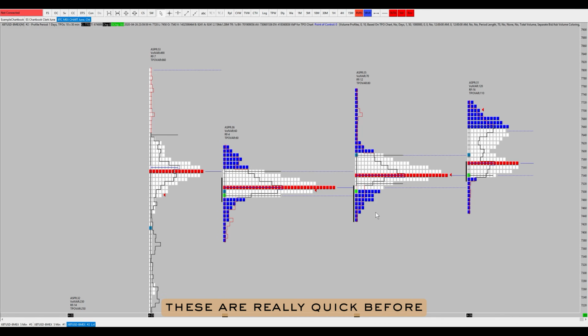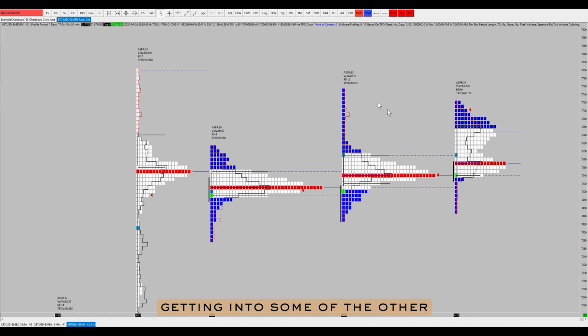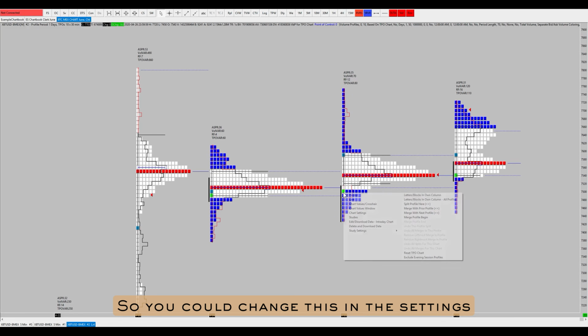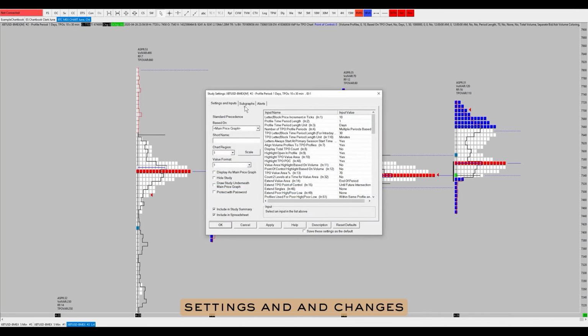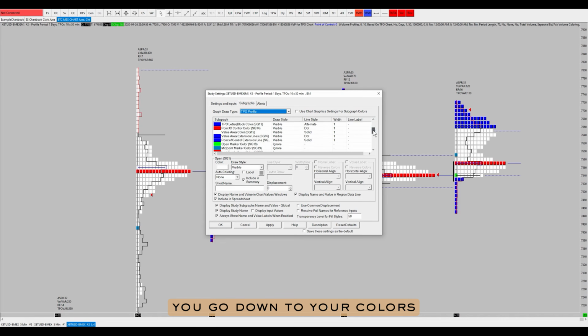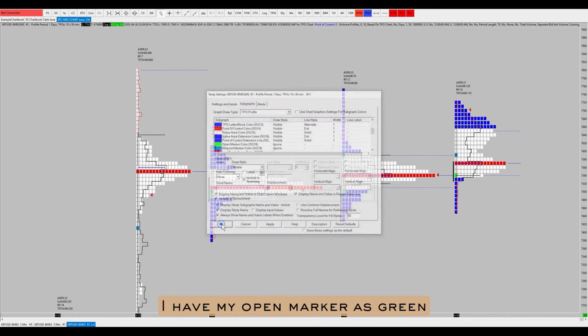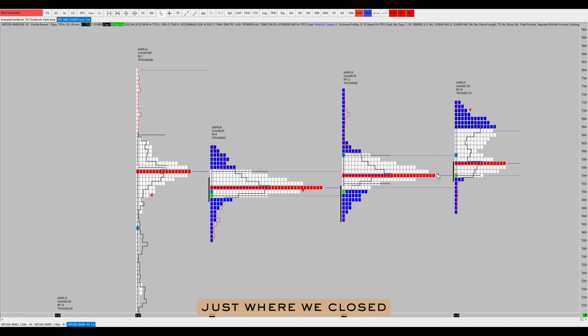So just to cover what these are really quick before getting into some of the other more obvious shadings. The green for me is where we open. You could change this in the settings by all means. If you want to go to the study settings and change this, you go down to your colors and you see that I have my open marker as green. The red triangle is just where we closed. So at all times, I kind of have an idea of how the day has progressed.